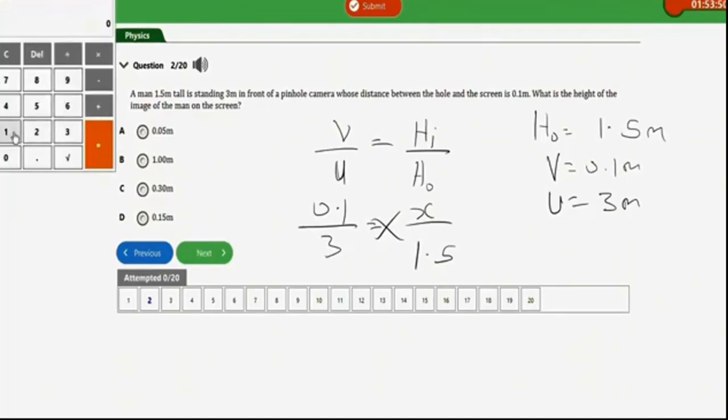We have 1.5 times 0.1, divided by 3. We have the output to be 0.05 meter. The correct option is option A. So that's it for this question. Let's wipe this now and solve the next repeated question.